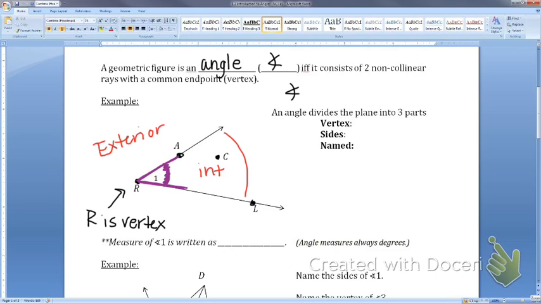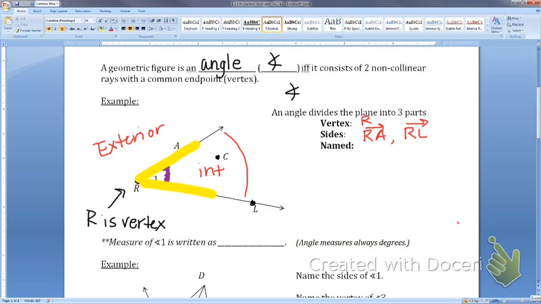The vertex of the angle, remember vertex is the starting point. So the starting point is point R. R is going to be your vertex. The sides of the angle, well, we know we talked about two rays, right? So I have the ray over here. This ray and this ray. All right, so if I wanted to label those, I could say ray RA is one side, and the other side is ray RL.